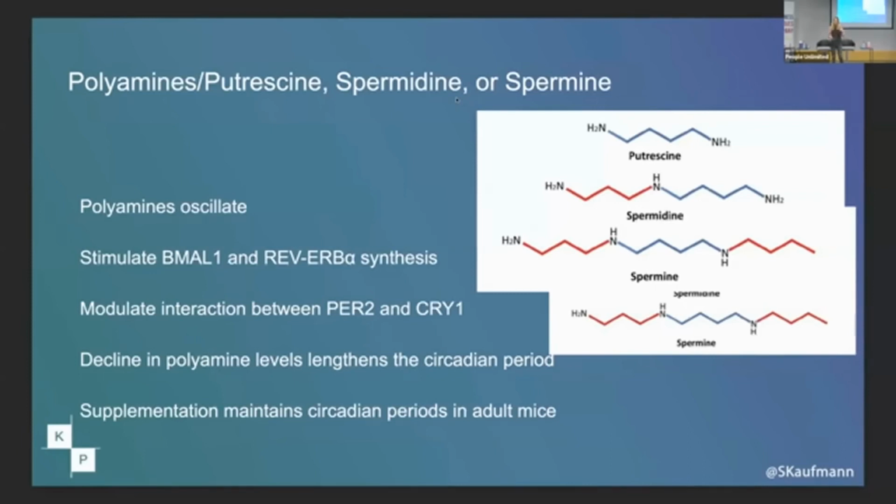We know that as you get older, you have less polyamines in your body, and we know that if you give it to adult mice, they just sleep heavily after. So it's a good thing.